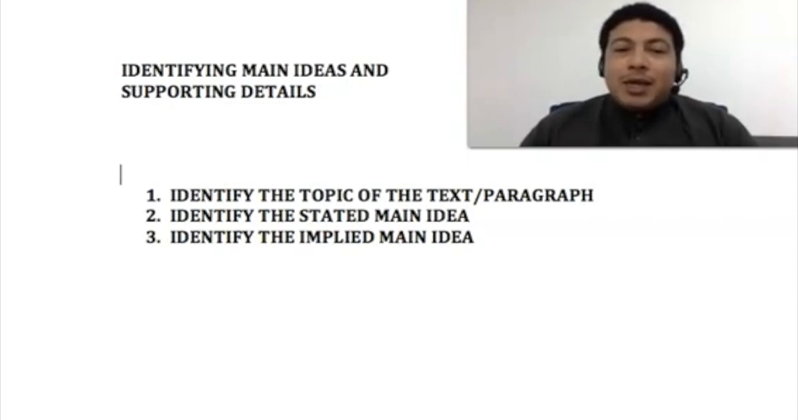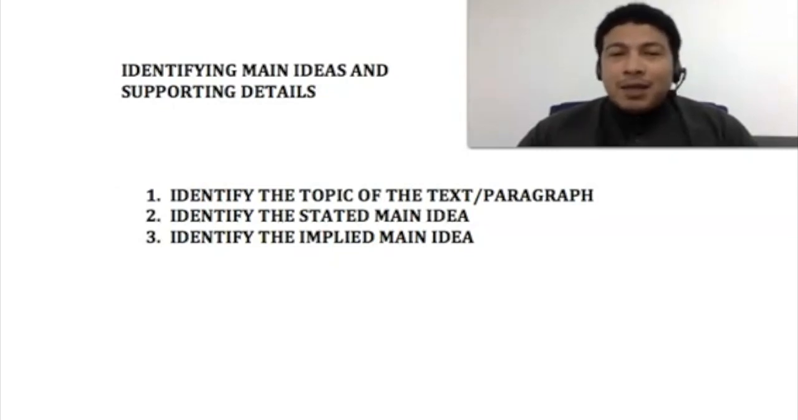Secondly, we need to identify the stated main idea. So what the author states in the article, telling the purpose of the author writing that article. So that is the stated main idea. It is normally in a sentence, of course. And the third thing is identify the implied main idea.